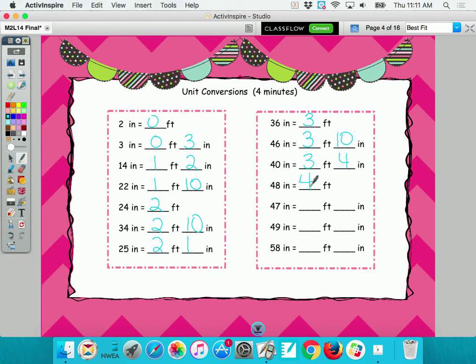47 inches. 3 and 11. 3 feet, 11 inches. 49 inches. 4 and 1. 4 feet, 1 inch. 58 inches. 4 and 10. All right, let's keep going.